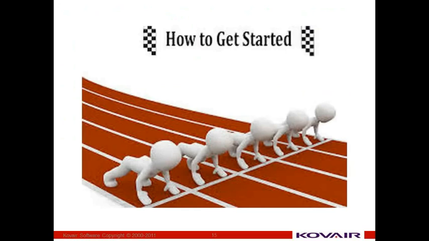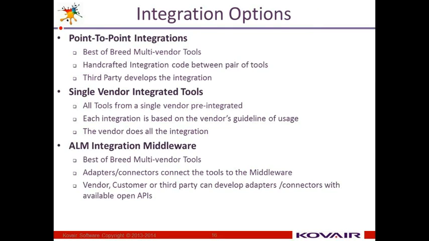So now that we have talked about DevOps, and then we talked about Agile and ITSM, we now are aware of the benefits of integrating Agile and ITSM. We now have to know how we get started with integration. These are the integration options that we have available for us. Basically there are three approaches: point-to-point integration, single vendor integrated tools, and ALM integration middleware. The first 2 points we are not going to discuss in much detail, as we'll discuss more about ALM integration middleware. As you can see from the points itself, this is the best approach.